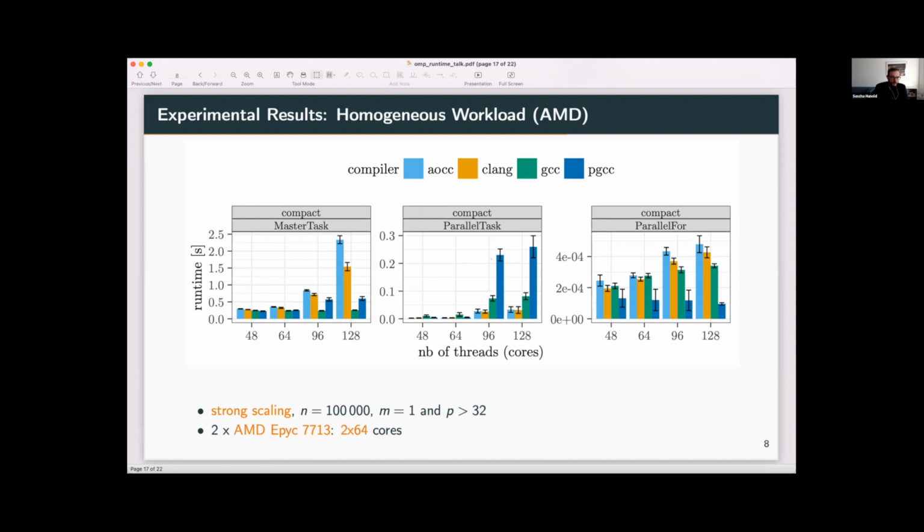Why that is, we don't know. Also, in the parallel task setting, PGCC, which was by far the best compiler overall, here takes a hit for 128 cores. It was significantly slower than the other ones. And also in the purely parallel 4 setting, there are also differences here. You see that PGCC was by far the best.